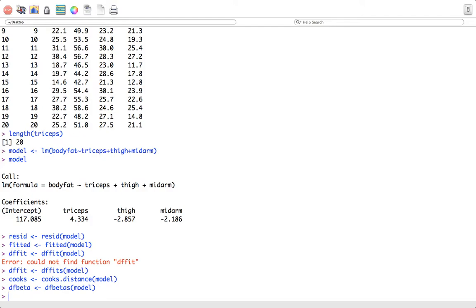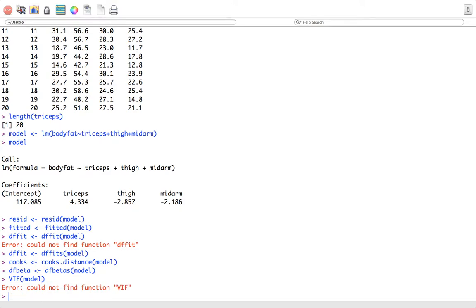And the next thing I'd like to do is be able to run my variance inflation factor. Now, I'm going to go ahead and run this and show you what happens. If I go VIF of my model, this is pretty irrelevant because the variance inflation factor looks at the relationships between the predictor variables. And this clearly includes my Y variable, but I can go ahead and run that, and I see that it cannot find that.